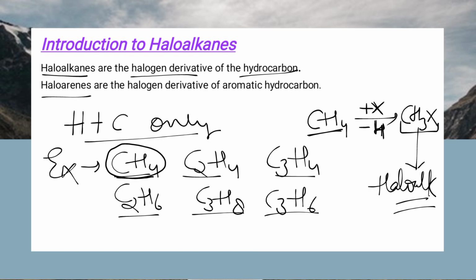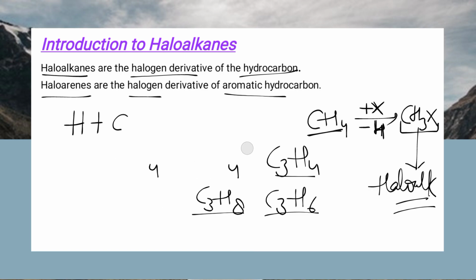Same for the haloarenes. Haloarenes are the halogen derivatives of aromatic hydrocarbons. What is an aromatic hydrocarbon? Aromatic is a word derived from the Greek word aroma, and aroma means smell.